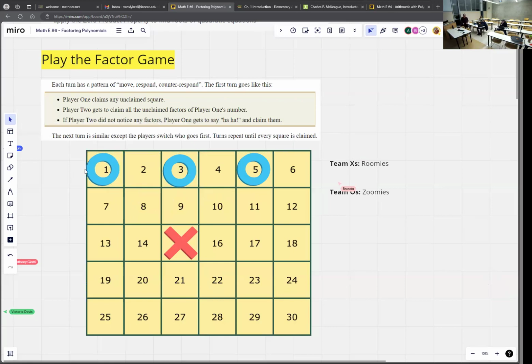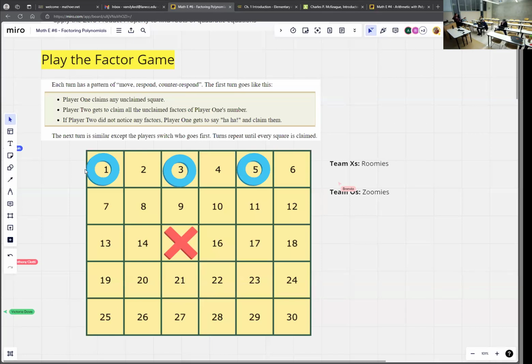If you're playing it to be mean, maybe because you're a parent, then if the other team forgot a factor, you would get to go ha ha ha and claim it. But we're just going to help you until you get all the replies. So that was the X's starting and the O's replying. Make sense? Then we switch.